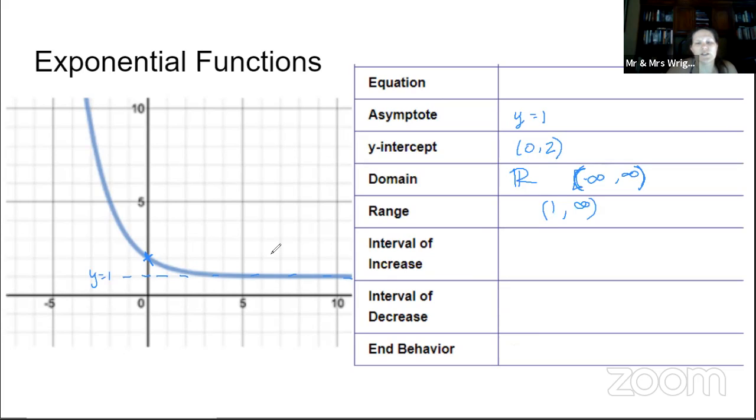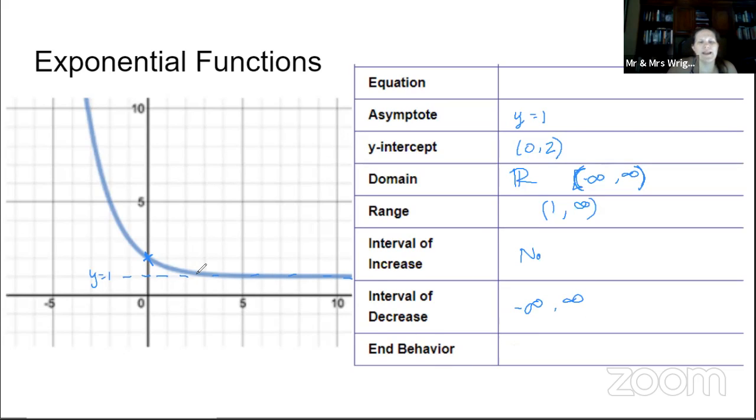Is there an interval of increase or an interval of decrease? Well, if I read my graph from left to right, it is going down. So there is no interval of increase. There is an interval of decrease, and it's from negative infinity to positive infinity.